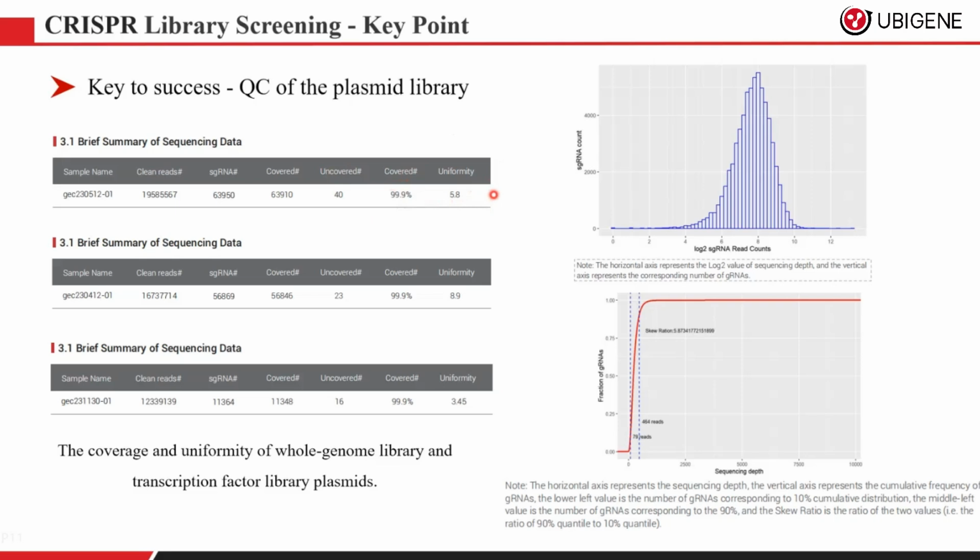We aim for the parameter to be less than 10, and our company constructs a high-quality CRISPR plasmid library with coverage above 99.9% and uniformity less than 10. Our libraries that meet this standard are good enough for the downstream experiment.